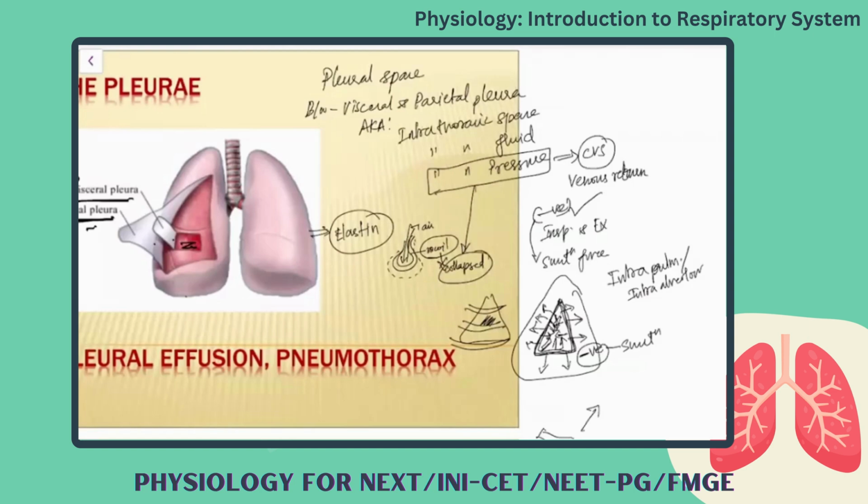So this is how the extensibility of the lungs is maintained. This is what you call the compliance of the lungs. Compliance is also called the measure of elasticity or expansibility of the lungs. So this compliance is maintained by these respiratory pressures.